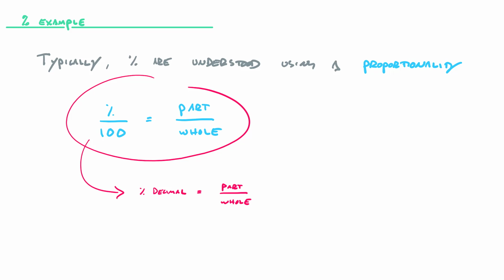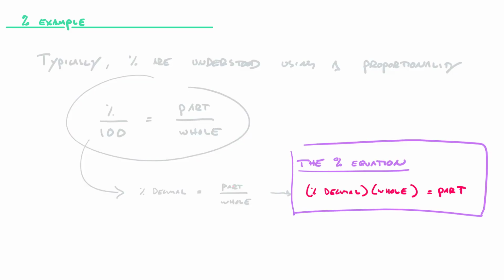Now, there's something easier to use. It's called the percent equation. And if you turn the number over 100 into a percent decimal, you get this equation. Percent decimal is equal to part divided by whole. And then you multiply both sides by the whole, and this thing is your percent equation.